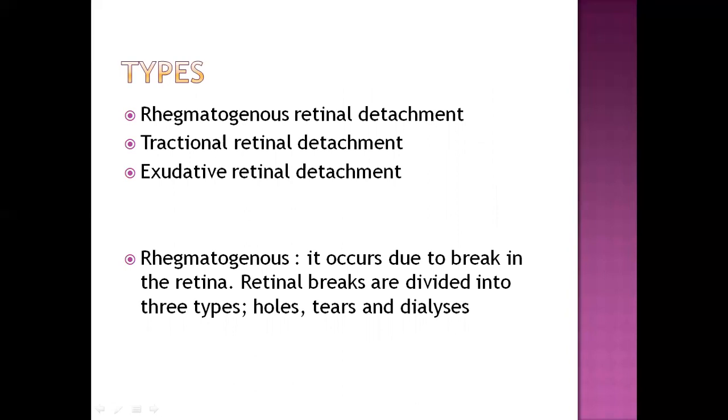Following are the types of retinal detachment. They are Rhegmatogenous retinal detachment, Tractional retinal detachment, and Exudative retinal detachment. In Rhegmatogenous, there is a breakdown in the retina. After breaking, the retina divides itself into holes, tears, and dialysis that can be seen during examination.